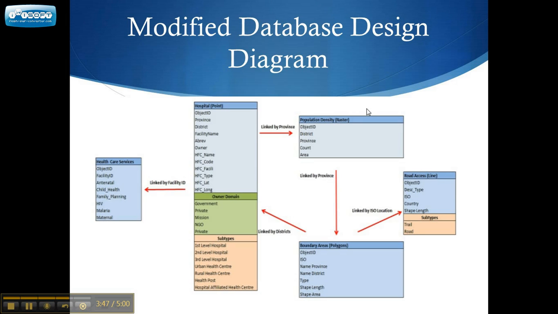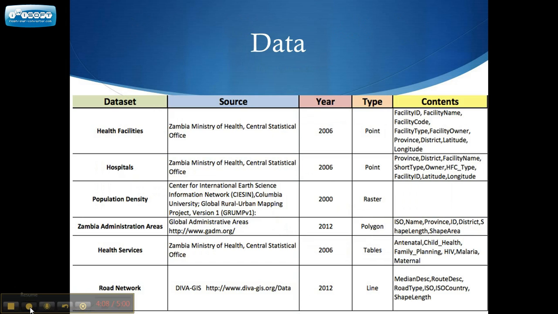I then identified population data, road network data, because some of these hospitals are difficult to access, as well as area boundaries for where these hospitals are located and within which provinces and which districts the hospitals are located. So this was the data that I collected or sought after for my database.